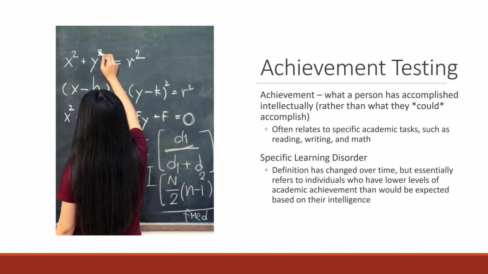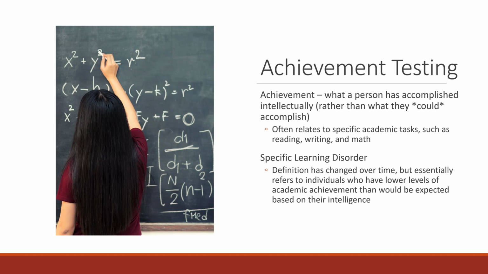So that brings us to our next category of tests, which is achievement tests. So an achievement refers to what a person has accomplished intellectually rather than what they could accomplish. So with intelligence testing, we're wanting to know what are their capabilities, what could they accomplish? Whereas academic achievement testing is more what have they accomplished, what have they learned in school? And so this is much more focused on specific academic tasks, such as reading, writing, and math. And in fact, the most common application of achievement testing is to assess for specific learning disorders.